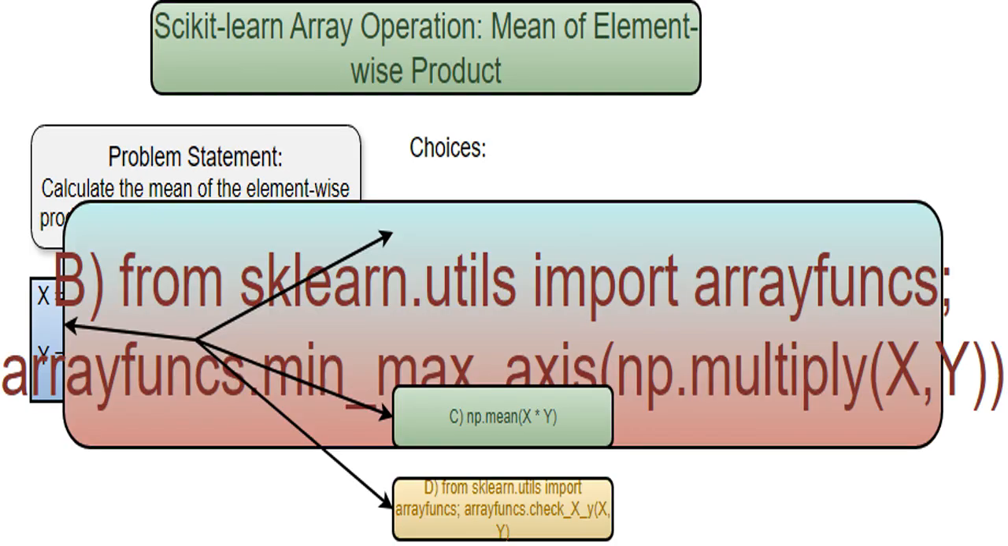This option attempts to use scikit-learn's arrayfuncs module but incorrectly uses min_max_axis. This function finds the minimum and maximum values, not the mean. This is not the way to go.